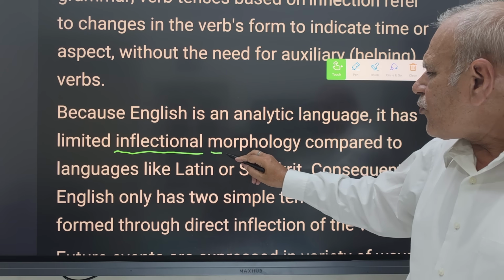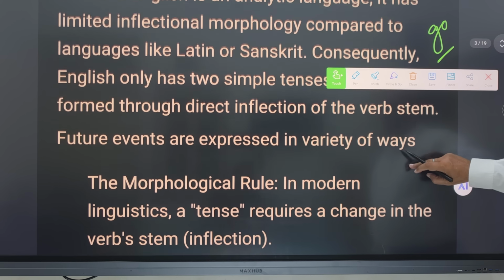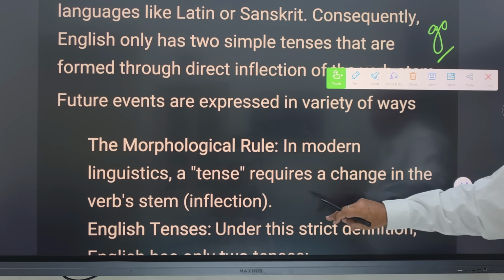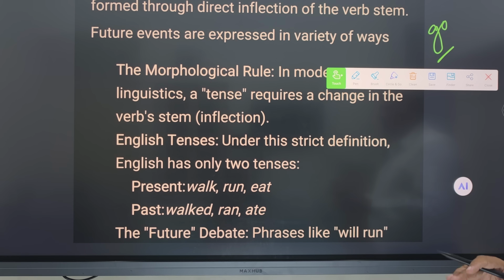We have very limited choice in English. Consequently, English only has two simple tenses that are formed through direct inflection of the verb stem. What is the verb stem? Say I write the verb go. So this is the simple word, one word, or you can say this is the verb stem. Future events are expressed in a variety of ways. So what is the morphological rule? In modern linguistics, a tense requires a change in the verb stem, which is known as inflection.